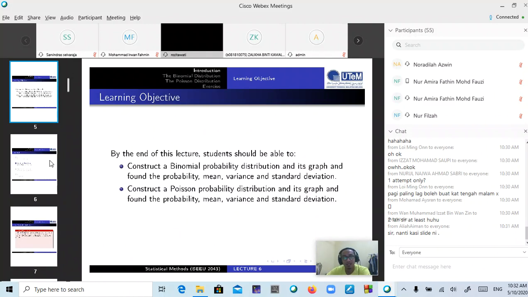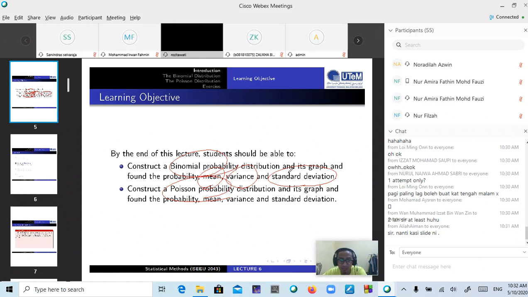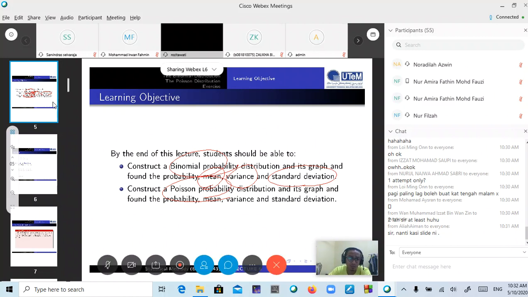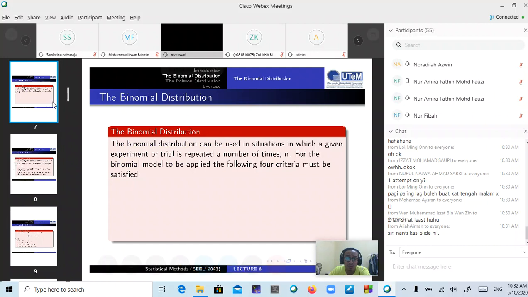When we talk about binomial, you need to understand how to construct a binomial probability distribution, and then how to construct a Poisson probability distribution, and also how to find the mean, variance and standard deviation for each of the binomial and Poisson probability distributions. Let's proceed to the first one, the binomial probability distribution.